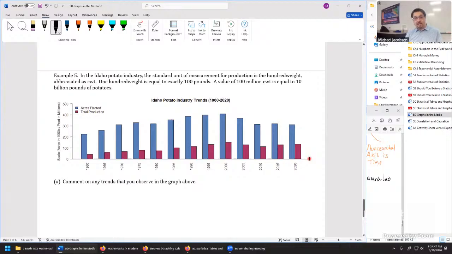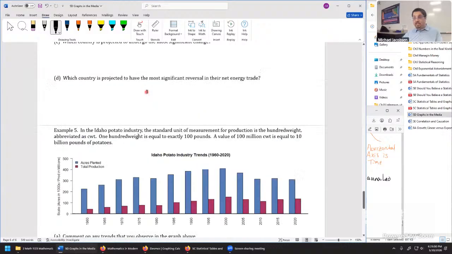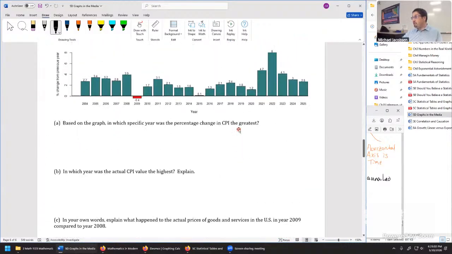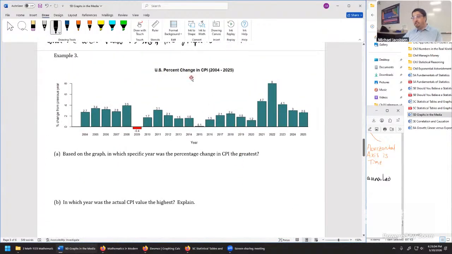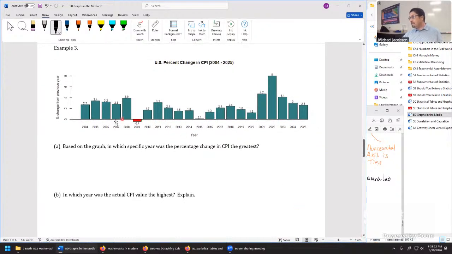The idea with the last three examples is just to try to absorb what the graphs are even saying as they slightly get more and more complicated. Trying to read these graphs is, again, a pretty decent skill in and of itself, so we'll take our time with each one of these. Starting with the percent change in CPI between years 2004 and 2025. Let me scroll down just a bit.